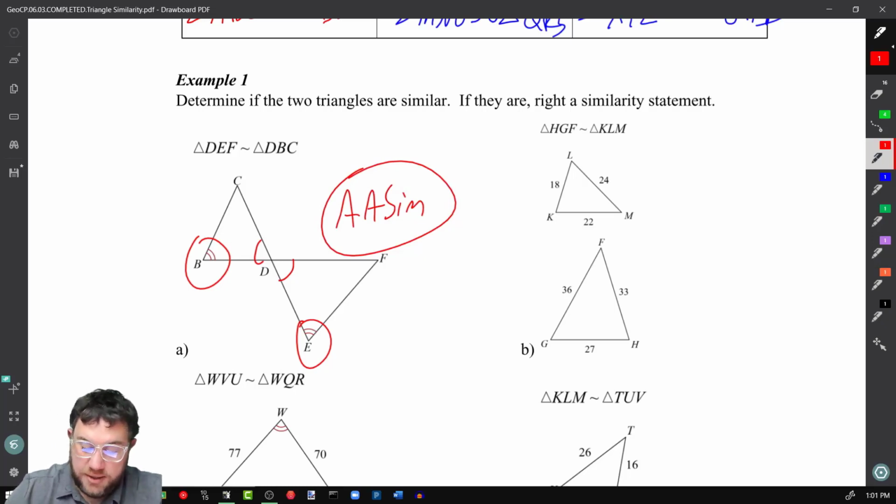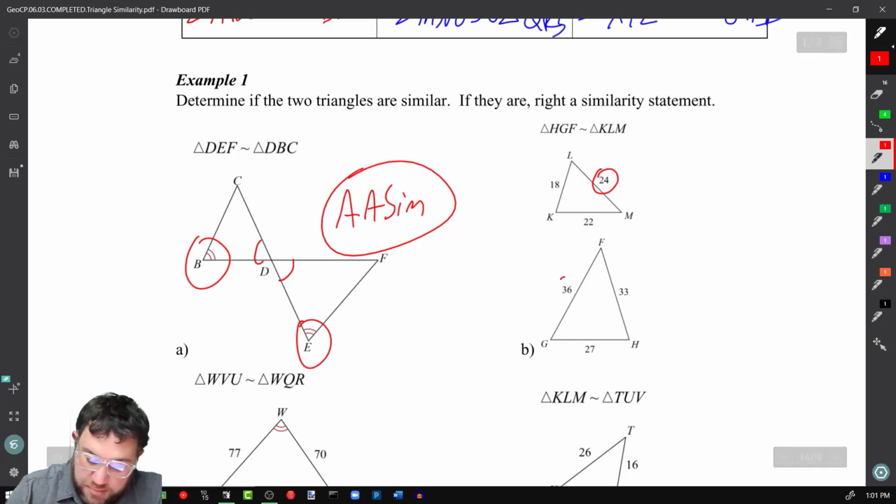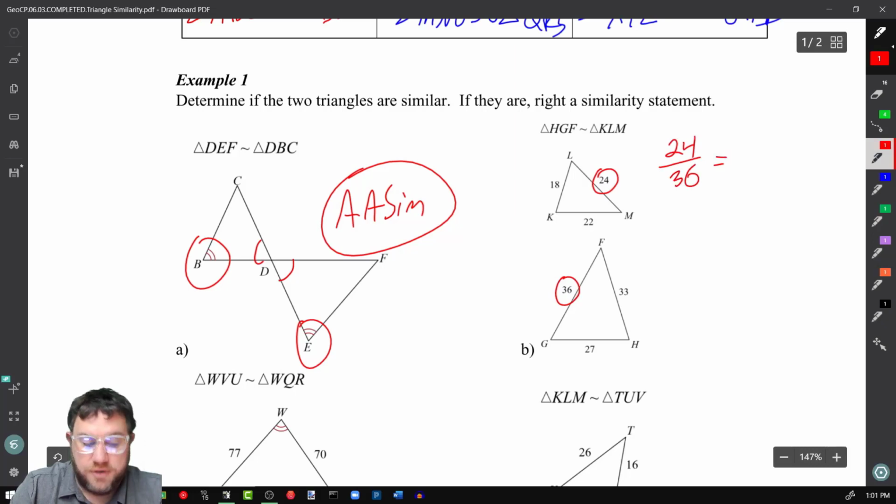For B, we're not given any angles, so sides are our only option, but we have to check to make sure it works. To do that, we're going to check our scale factors on each of these. Now, when you're doing this, the longest side has to pair up with the longest side. So on the top triangle, 24 is the biggest. On the bottom triangle, 36 is the biggest. So 24 over 36. That's going to reduce to 2/3.